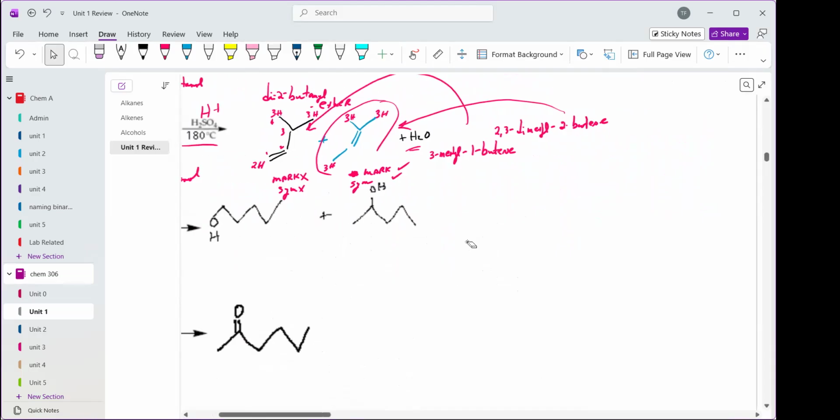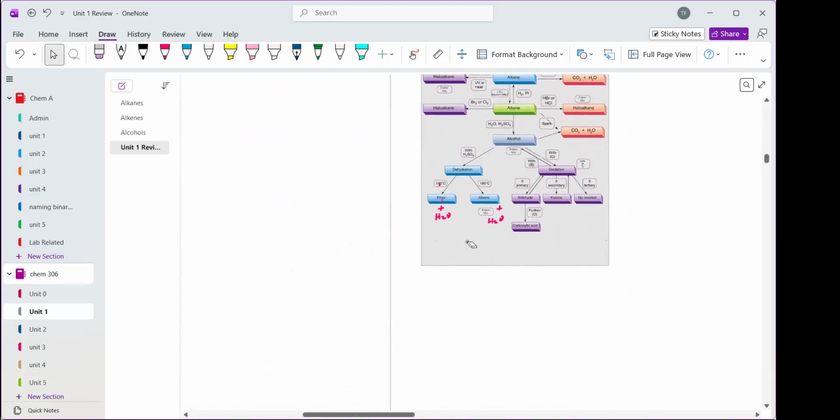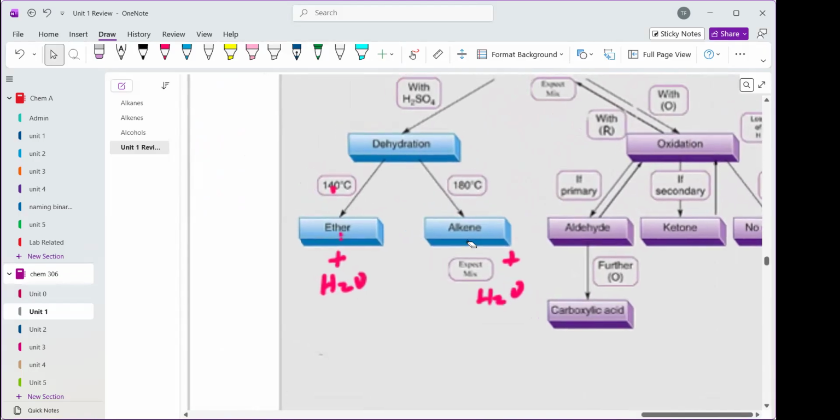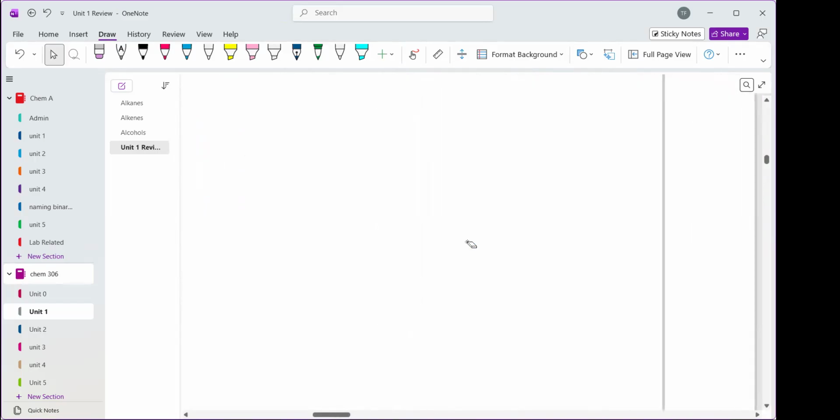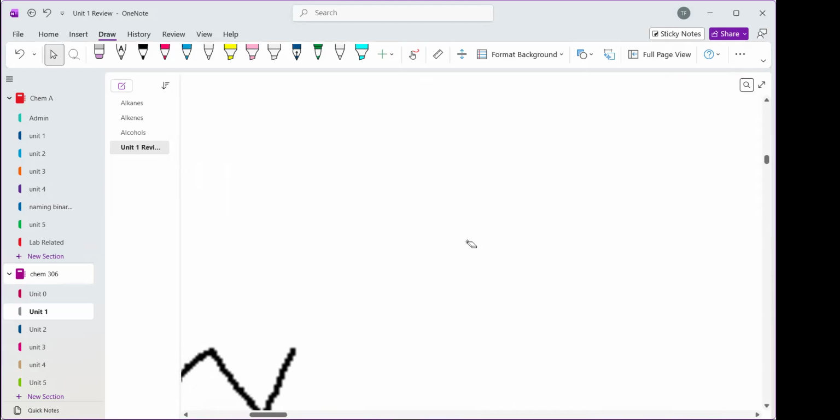Now on the flow chart, I will tell you, it says expect mix. Most of the time you get a mixture, but not all the time. The time you won't get a mix is when the alkene is on carbon number 1.